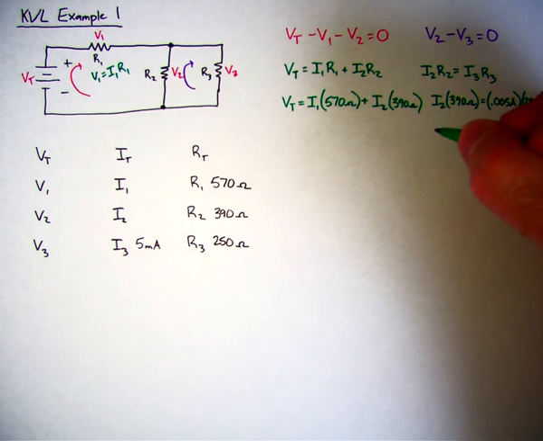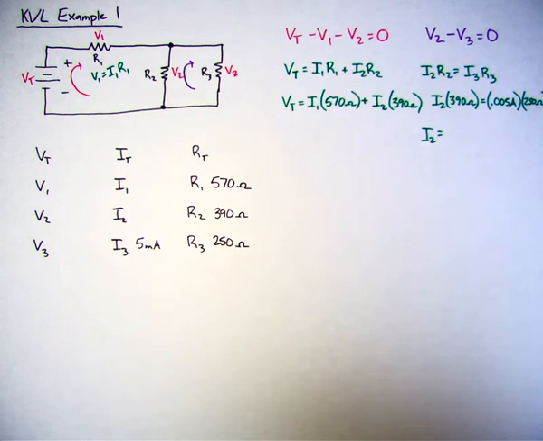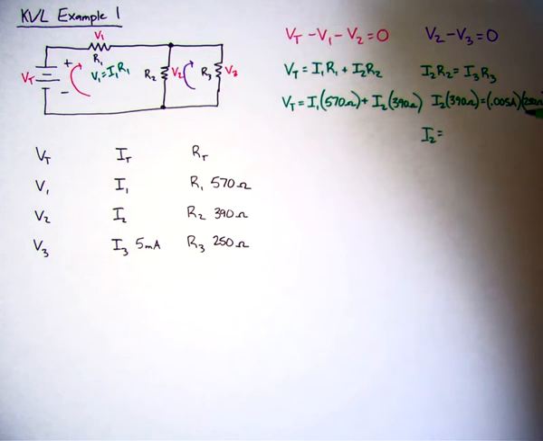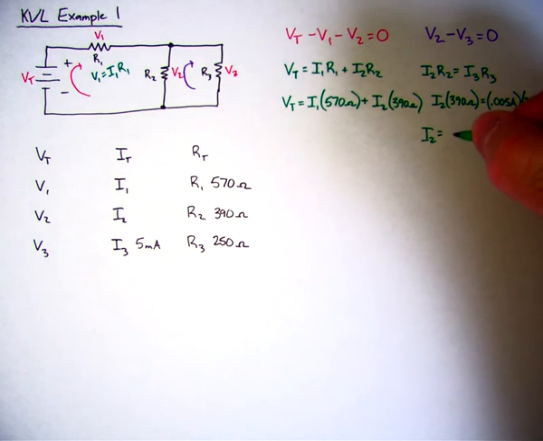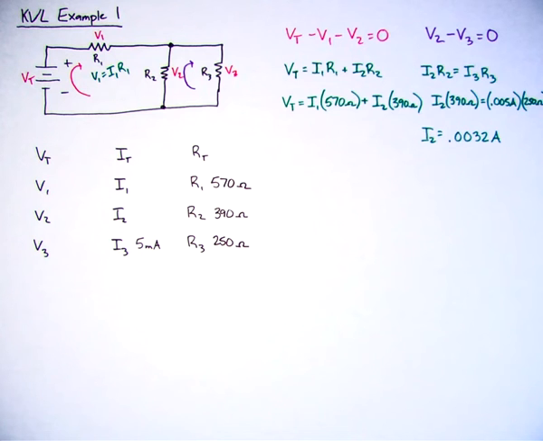So if I do that, let me just use my calculator. I just multiply 5 milliamps, so 0.005 amps, times 250 ohms. I take that and I divide it by 390 ohms, and I get a result here. I'm going to round this to 4 decimal places, even though hopefully by this point you've seen that you shouldn't be rounding too much. 0.0032 amps. So that's going to be the current I2.